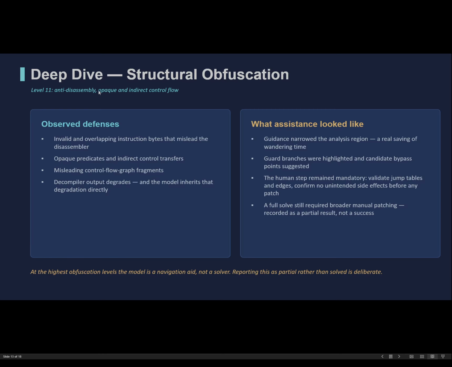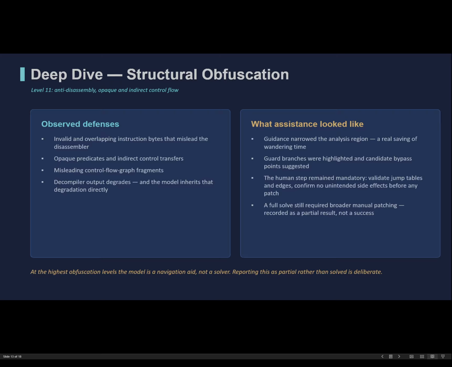Let's talk about some of the structural obfuscation that occurred. Some of the defenses that the malware puts up are invalid or overlapping instruction bytes that mislead the disassembler, opaque predicates and indirect control transfers, or misleading control flow fragments. And then the decompiler output degrades, and the model inherits that degradation directly, meaning that the level of obfuscation here is so great that the decompiler produces almost unreadable code, with a lot of false information, false flags that exist in order to misdirect an analyst.